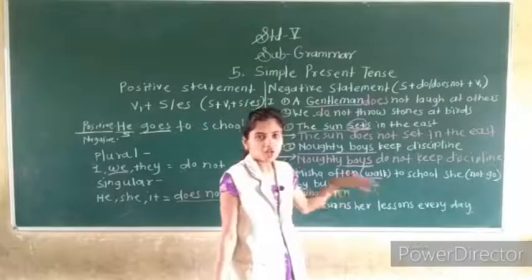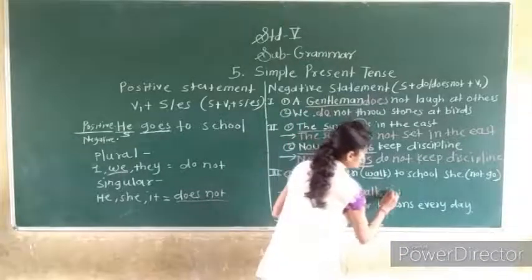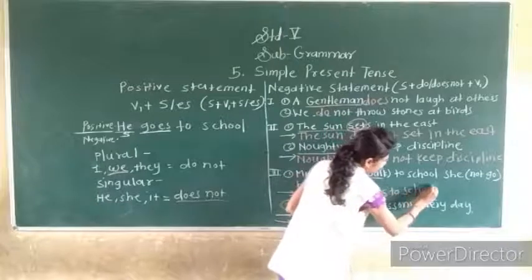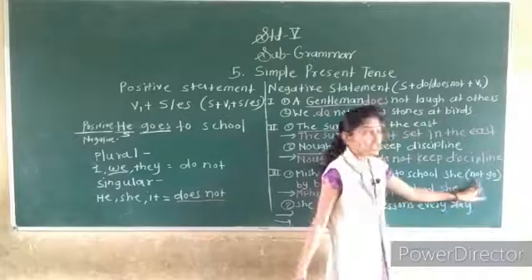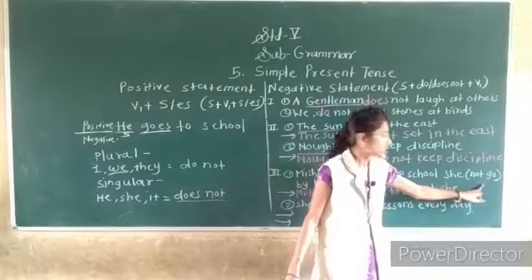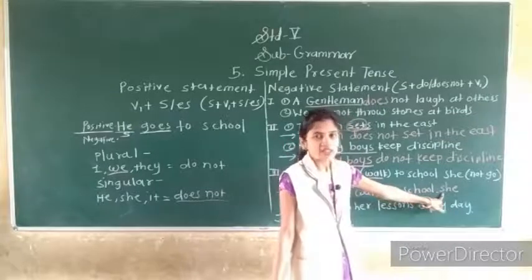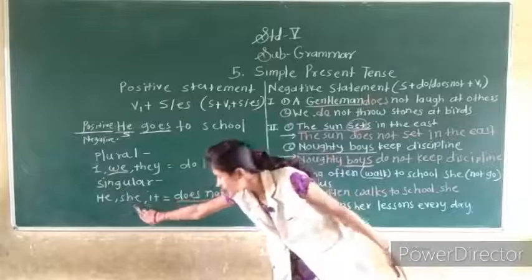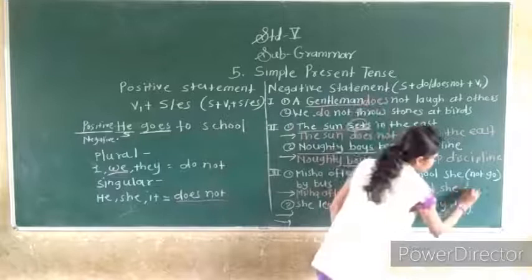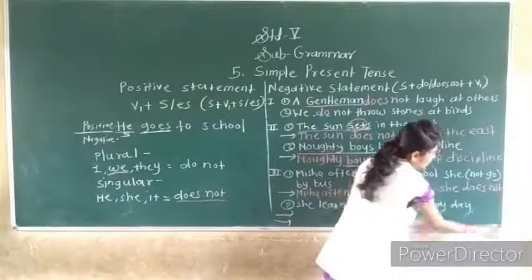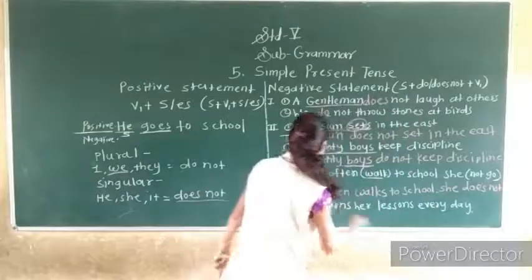So walks to school. Full stop after she. Here, given not go, means it is a negative statement. In the negative statement, what do we use there? Do or does. She is singular, so use does not. She does not. What is verb 1? Verb 1 is go.